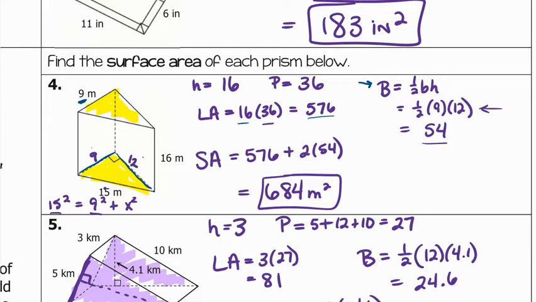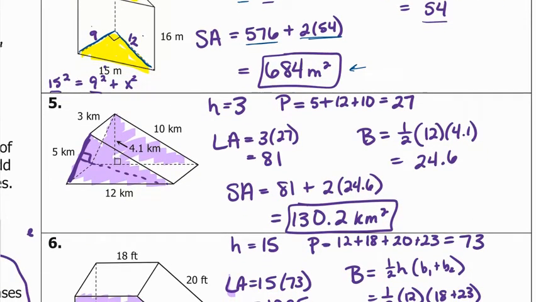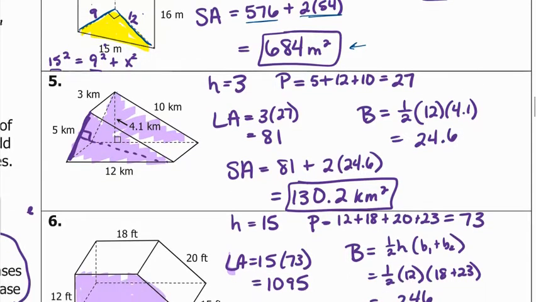So then to find my total surface area, I take the lateral area plus 2 times the base area, and I get a total of 684. Okay. The other 2 are very similar. I'm going to find the area of the base, and then I'm going to find the lateral area, add those together to get total surface area.